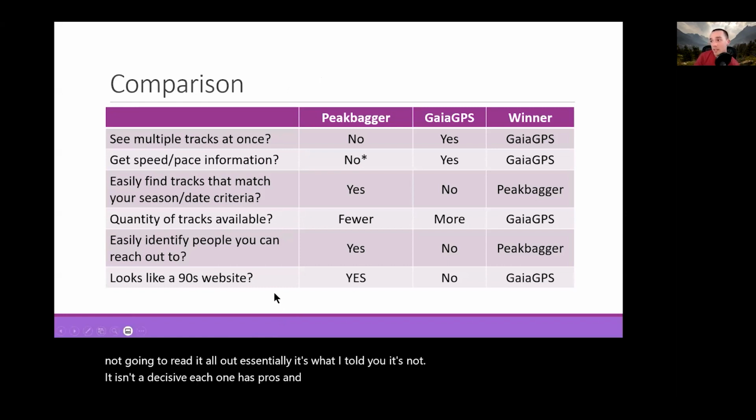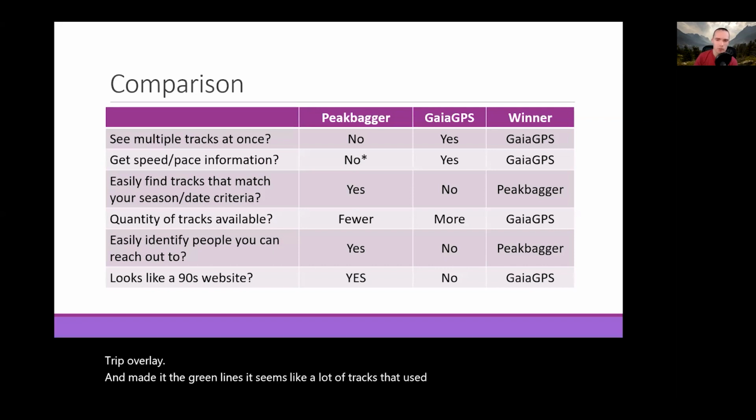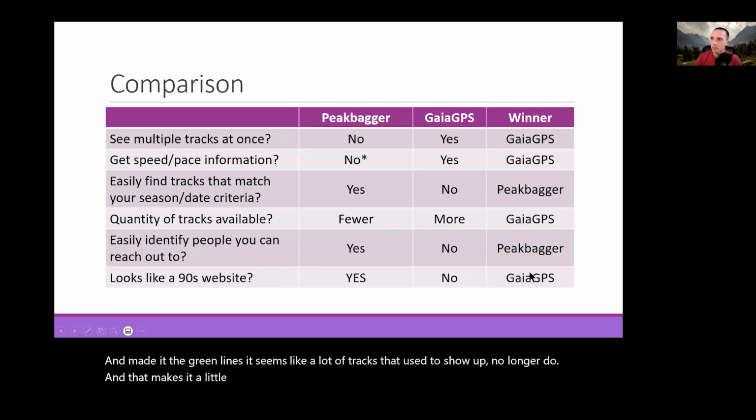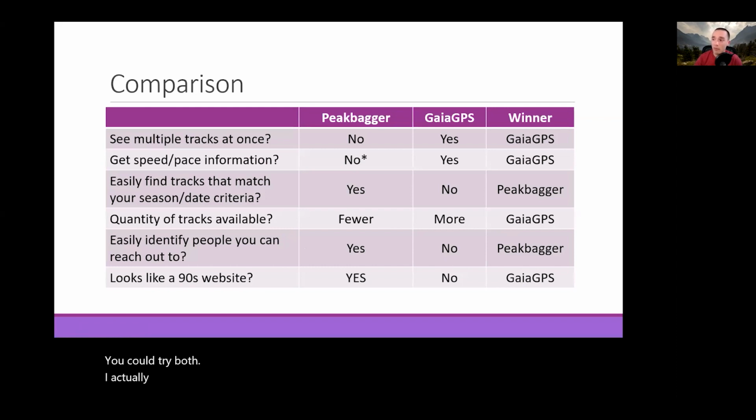I will say, since Gaia changed its public trip overlay and made it the green lines, it seems like a lot of tracks that used to show up no longer do. And that makes it a little less useful, but you could try both. I actually use PeakBagger more often, even though I rag on it for looking like a 90s website.